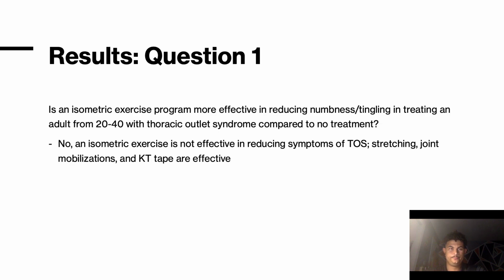So now we're going to go into the results for question 1. Is an isometric exercise program more effective in reducing numbness and tingling in treating an adult from 20 to 40 with thoracic outlet syndrome compared to no treatment? And the answer is no. Isometric exercise is not effective in reducing symptoms of TOS. Stretching, joint mobs, and KT tape are effective.